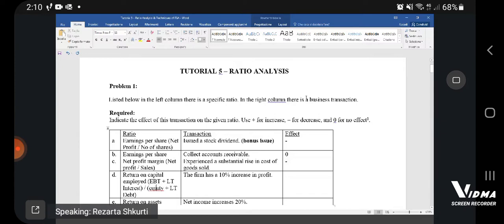The return on capital employed and the net profit margin do not have the same numerator. Because the return on capital employed is formed by the net profit margin multiplied by the volume of trade, right? That's a very good point.